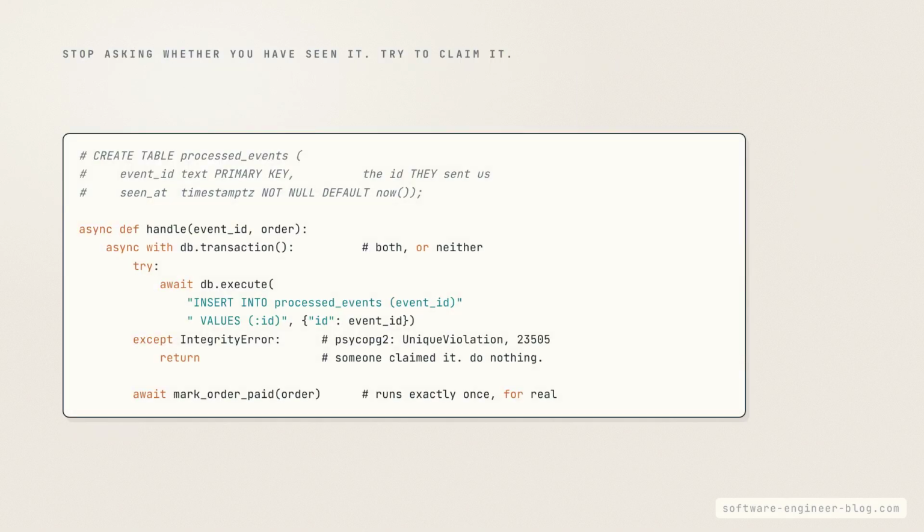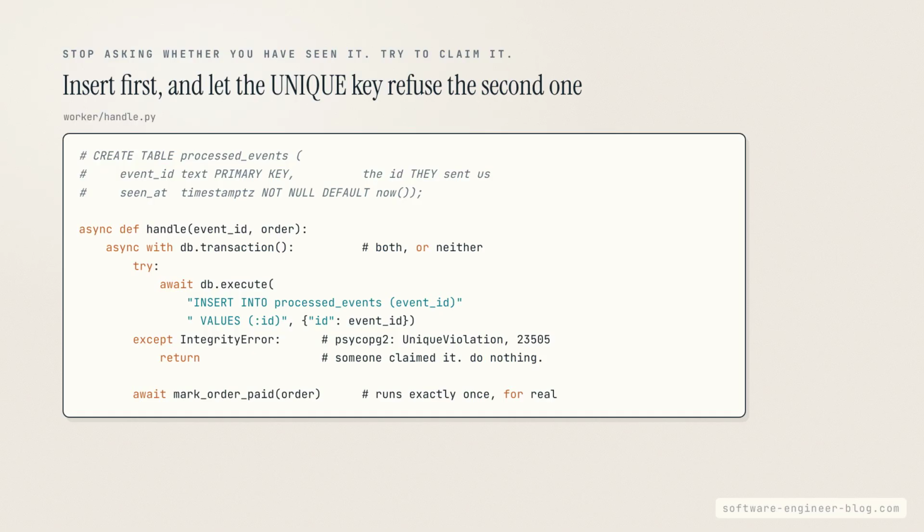Here is the fix. Stop asking whether you have seen the event. Try to claim it instead. First, the table. 1 row per event, and the event ID is the primary key, which means the database will physically refuse a second row with the same ID. Now the handler. Open a transaction. Insert the event ID straight away before doing anything else. If that insert succeeds, you are the one who claimed it, so do the work. If it raises an integrity error, somebody else got there first, so return and do nothing at all.